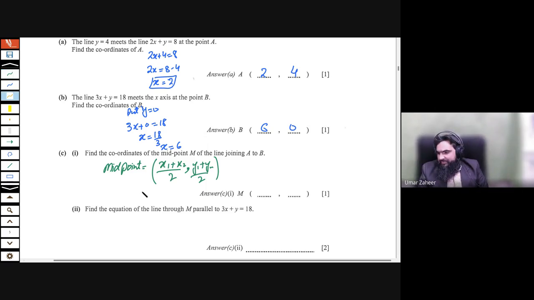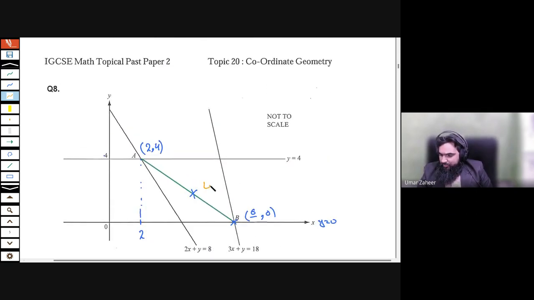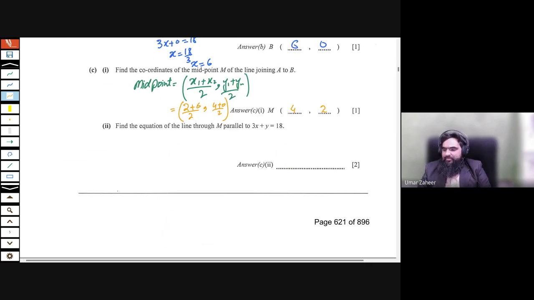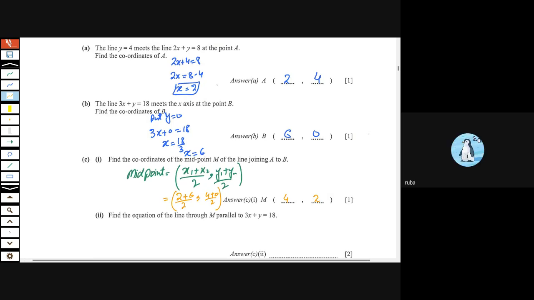So the x values are 2 plus 6 divided by 2 and 4 plus 0 divided by 2. 2 plus 6 is 8, 8 over 2 is 4, 4 over 2 is 2. So the midpoint will be (4, 2). This means the x point is 4 and the y point is 2. Yes, anyone having a question till here? No, sir.